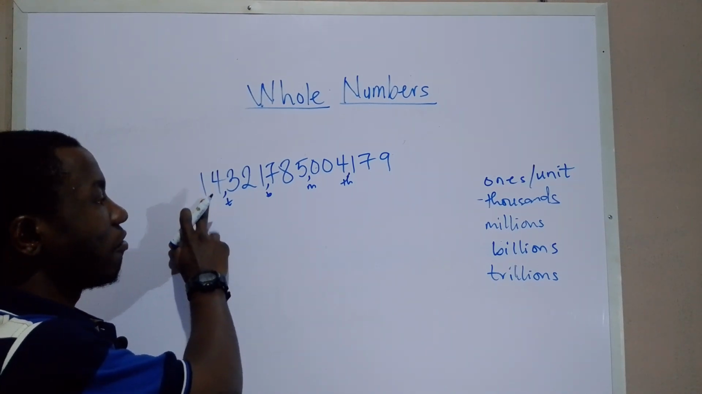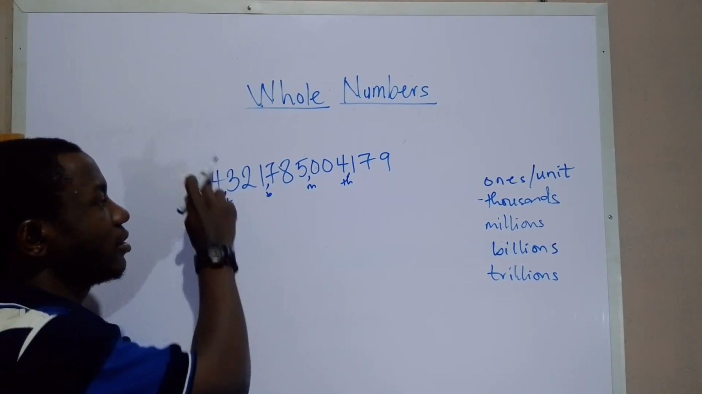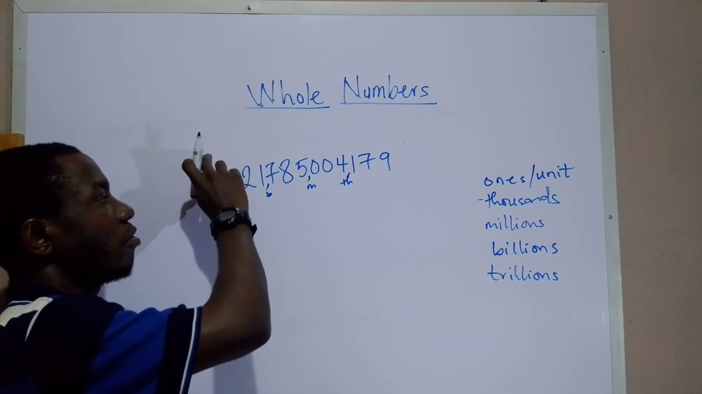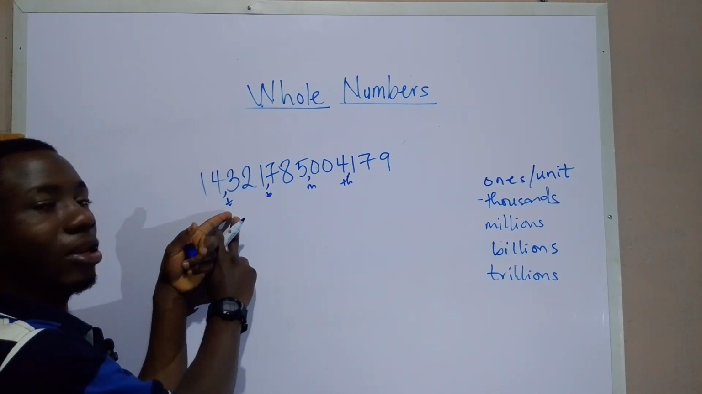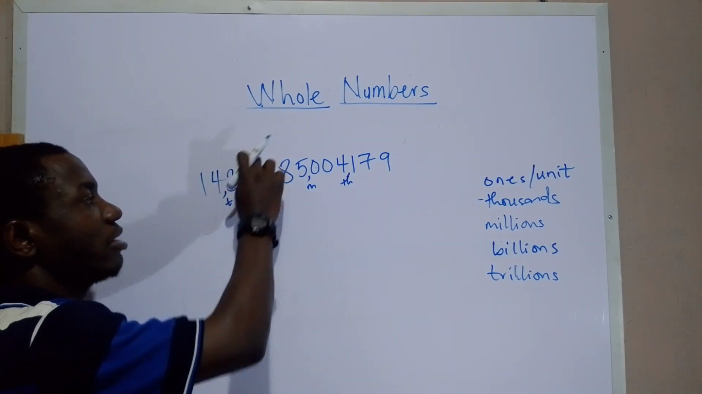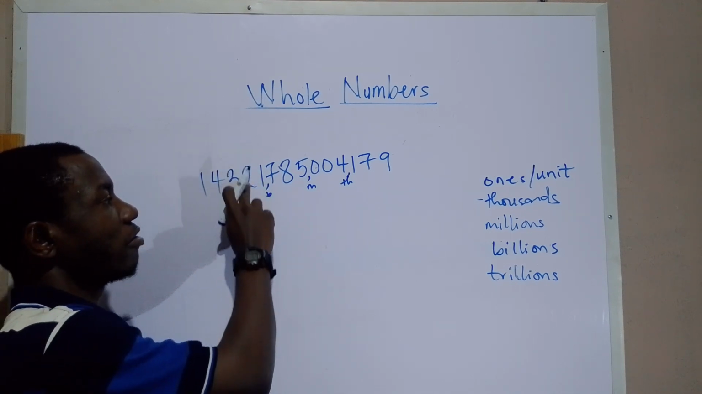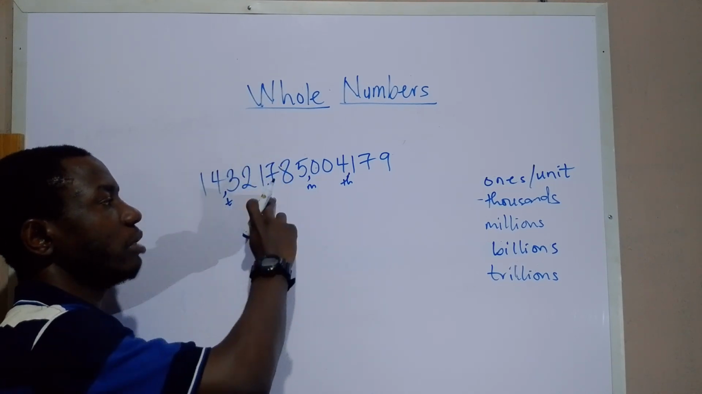Now the place value of 1 here is under 10, so it's just 10 trillions. Place value of 4 here is trillions because it's under the unit, so we just call the name of the period. And then the place value of 3 here is 100 billion. The place value of 2 here is 10 billions. The place value of 1 here is billions.